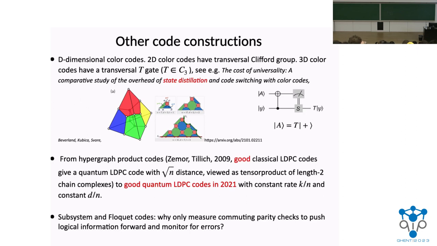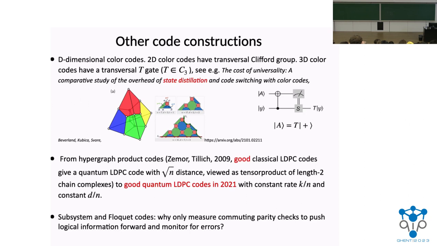Now, there's another important construction. I mentioned also in response to somebody, in 2021 there have been a variety of constructions for good quantum LDPC codes. So they have constant rate and constant d over n. And this development, which I think is still settling down in some sense, because people come up with simplified and new constructions and so on, had its origin in a construction by Tillich and Zémor in 2009, which is referred to as the hypergraph product construction.